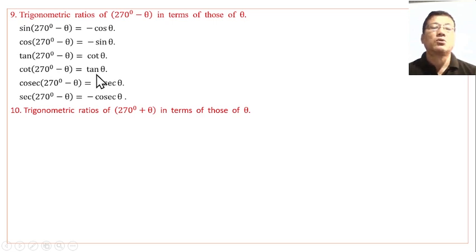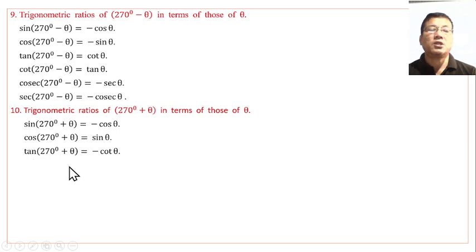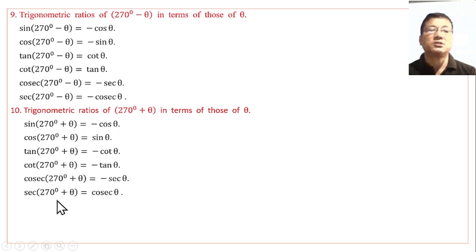Trigonometry ratios of 270 degree plus theta. The angle is in the third quadrant, as 270 is more than 180. 270 is an odd number times of 90, or 3 times of 90, so sine becomes cos, cos becomes sine, tan becomes cot, cot becomes tan, cosine becomes secant, and secant becomes cosecant. In the third quadrant, tan and cot are positive and the others are negative. Cos and sec are positive, even others are negative.